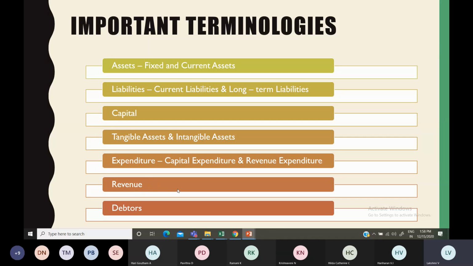Revenue or the receipts, we usually name it as receipts. Similarly, expenses we name as payments, and revenue we will term as income or the receipts. Here also, capital in nature and revenue in nature, both are there.